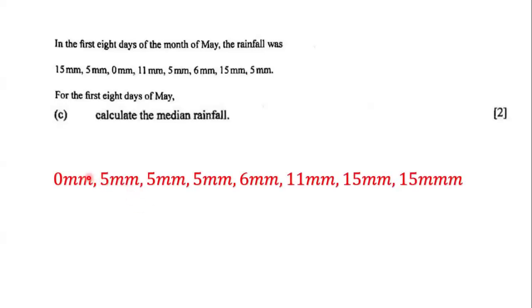Next, our goal is to calculate the median rainfall. Now, the median of a data set is the middle value once the numbers are arranged in order, all right? And so first we arrange these numbers in ascending order. So we have 0, then 5, then 5, then 5, then 6, then 11, then 15, then 15. Next, we have to locate the number in the middle. Now, there could be 2 numbers in the middle. In that case, we have to find the average of the 2 numbers. All right, so let's do it.